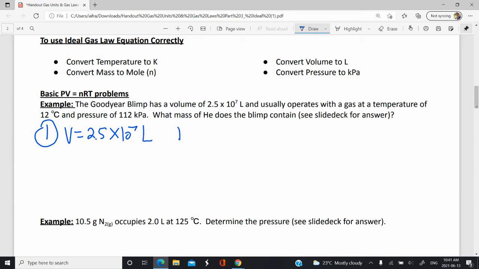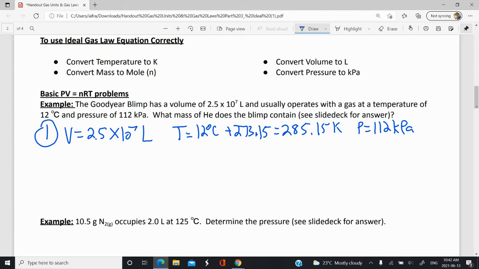We have our temperature provided to us as well. Our temperature is 12 degrees Celsius, but don't forget you do need to convert that to Kelvin if you want to use these. And we've been converting to Kelvin all along for our other formulas as well. So plus 273.15, and we get 285.15 Kelvin. We also have our pressure, and luckily our pressure in this case is in kPa, so 112 kilopascals.